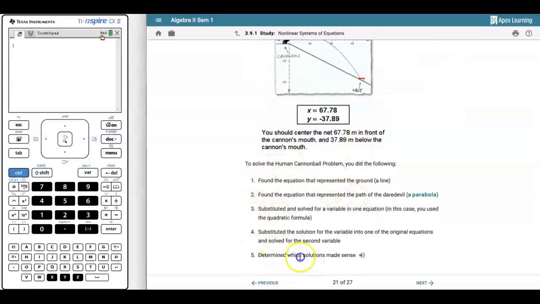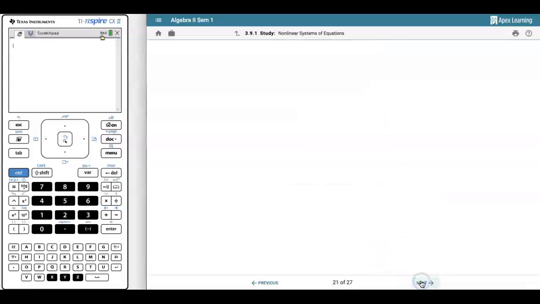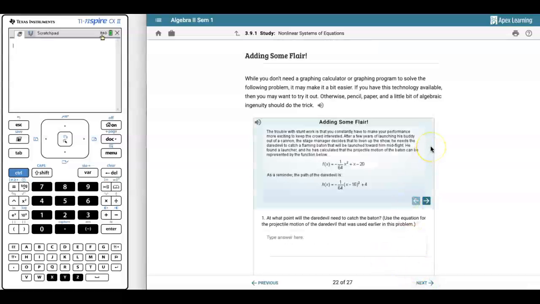The one that I'm going to highlight is determine which solutions made sense. Which solutions made sense? You have to use logic here. We're going to skip this one.